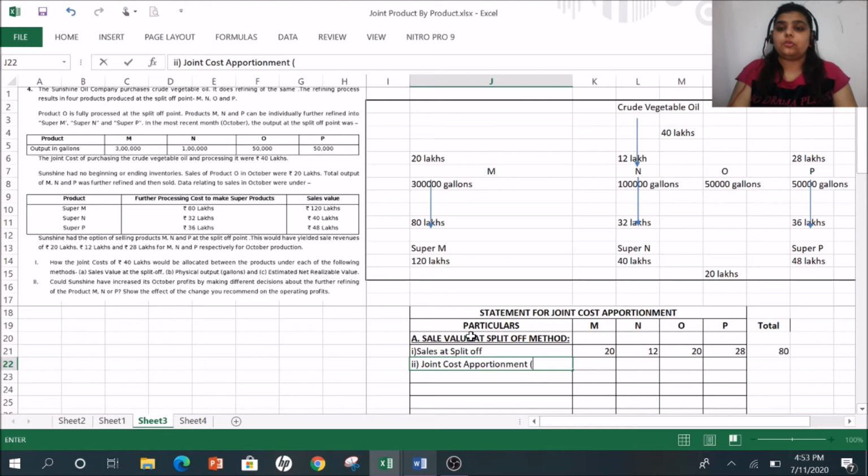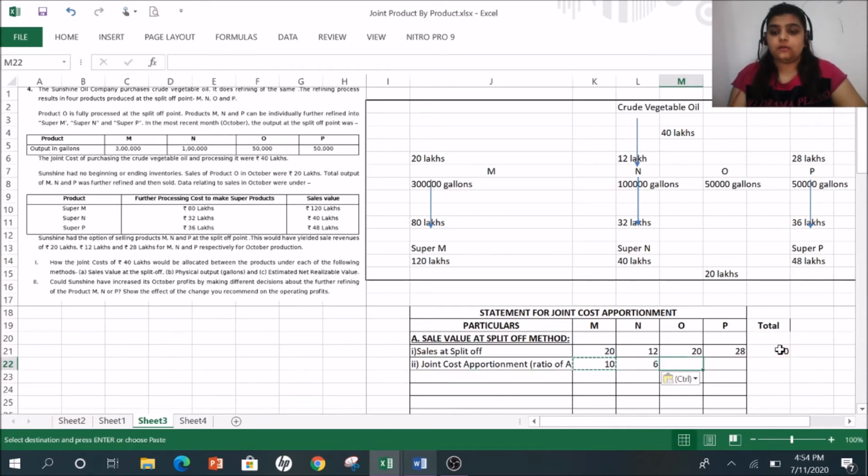Now I have to distribute the cost on this basis. Apportionment. The total joint cost is 40 lakhs. So 40 lakhs in the ratio of A1. So 40 into 20 divided by 80. Similarly, for these as well, if you see, the total is 40 lakhs.